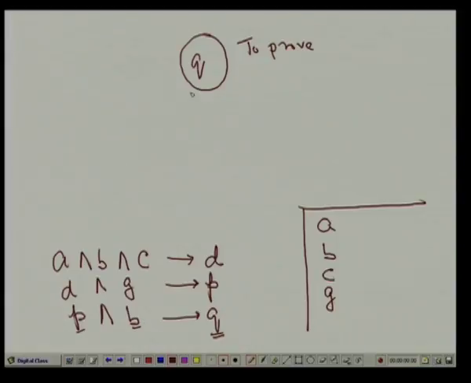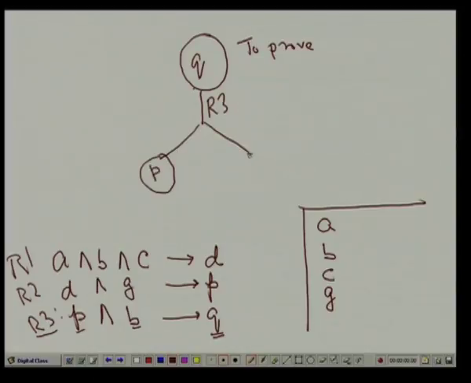So, this is my goal, and in order to prove Q using this rule, rule 1, R1, R2 and R3. So, using R3, I am having two different goals to prove, one is P, another is B. So, what I have created is a set of sub goals, that means, if these two things are proved, then Q is proved, that is my objective is reached. So, these are the sub goals.